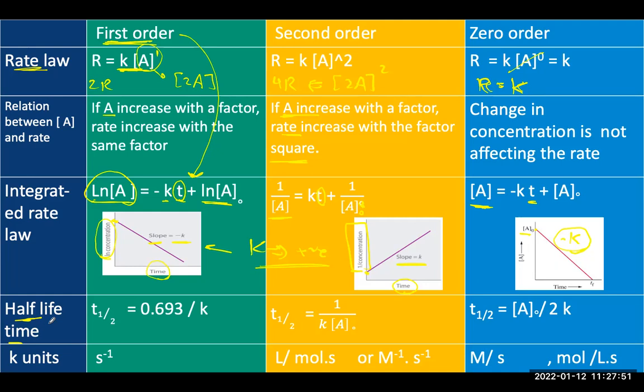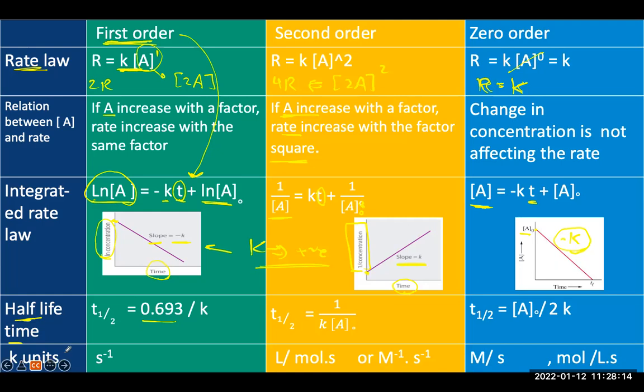And the half-life time will be different according to the order. If it's a first order, it will be 0.693 over k, which is ln 2 over k. The half-life time for the second order will be 1 over k times the initial concentration. And the half-life time for the zero order will be equal to the initial over 2k.